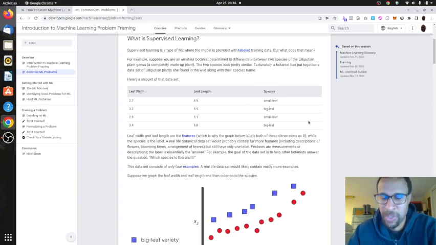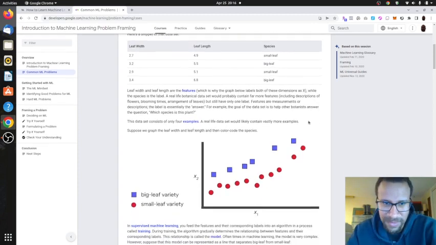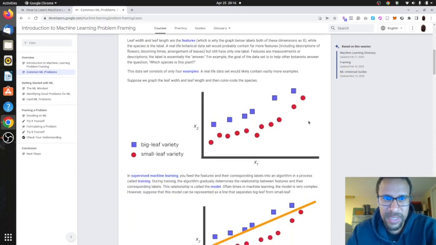I thought this was supposed to be cool and fun. You're throwing Excel sheets at me? No, it's fine. That is a lot of it. That's the data science part of it. Leaf width and leaf length are the features, which is why the graph below labels both of these dimensions as X. There's a big leaf variety and a small leaf variety.